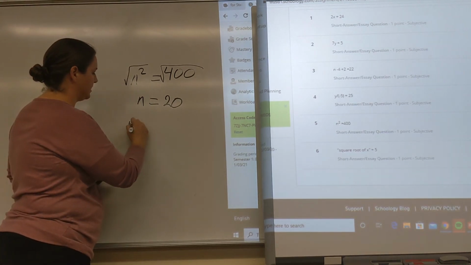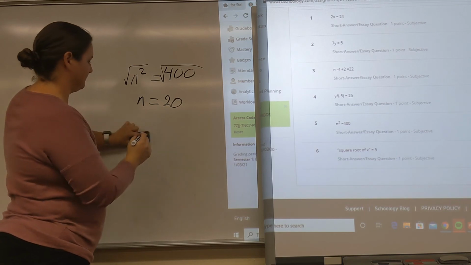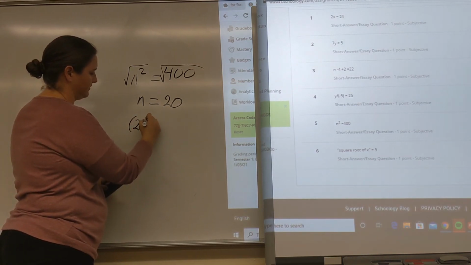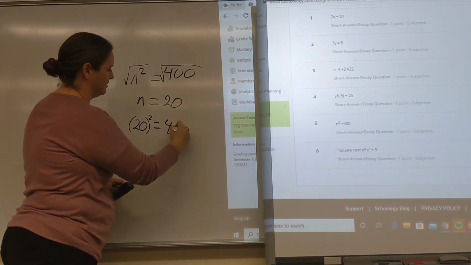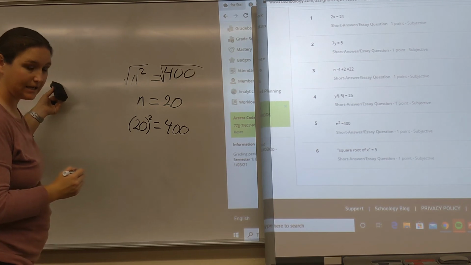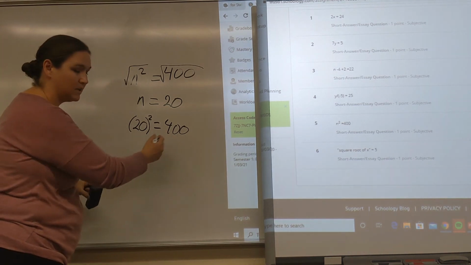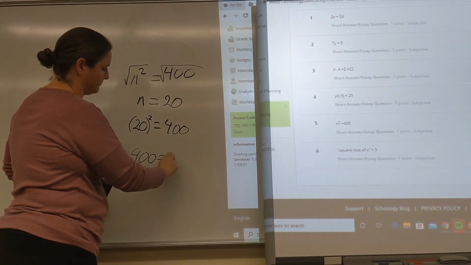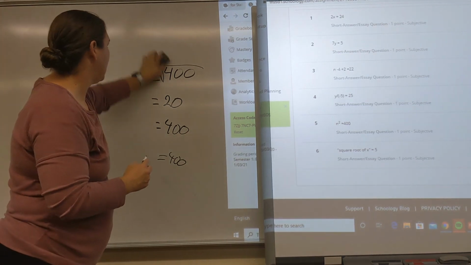Let's go ahead and check it this way. n, whoops, wait a minute. n, which we say is 20, squared, equals 400. Oh, now we just did our check. So is 20 times 20 equal 400? Yes, it does. Okay, so that was number 5.